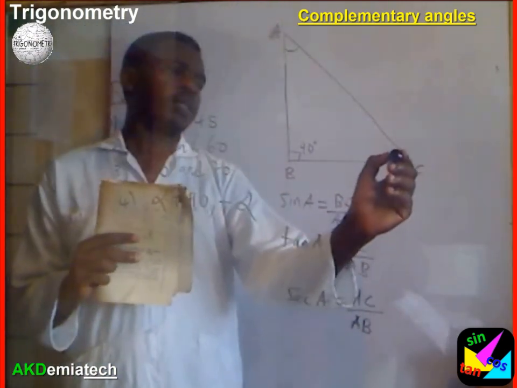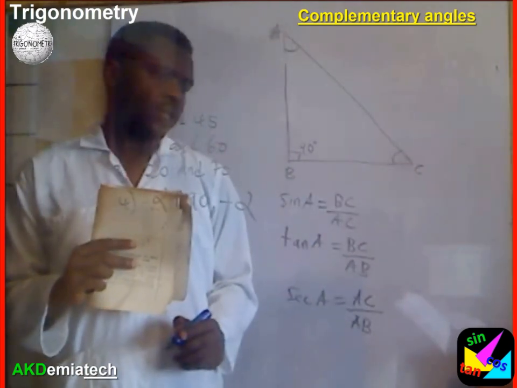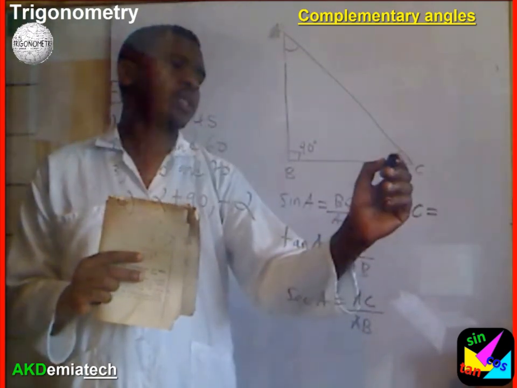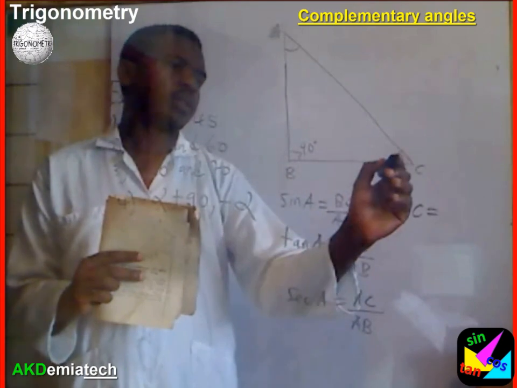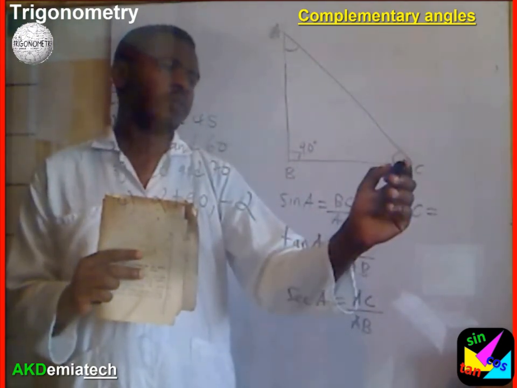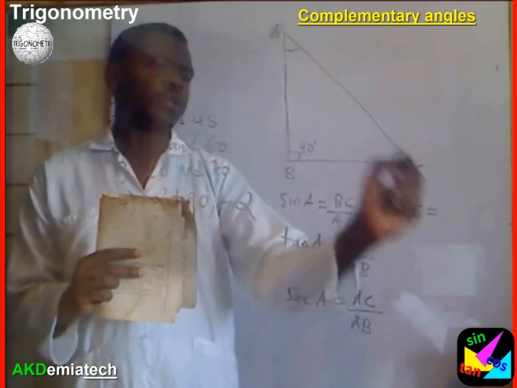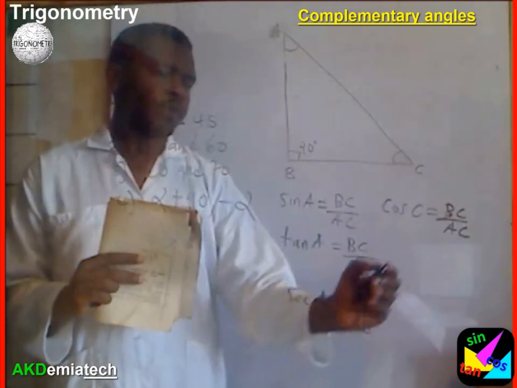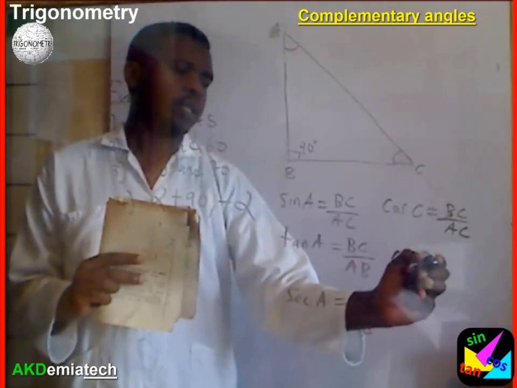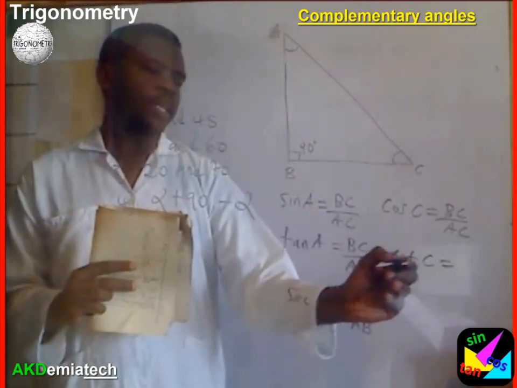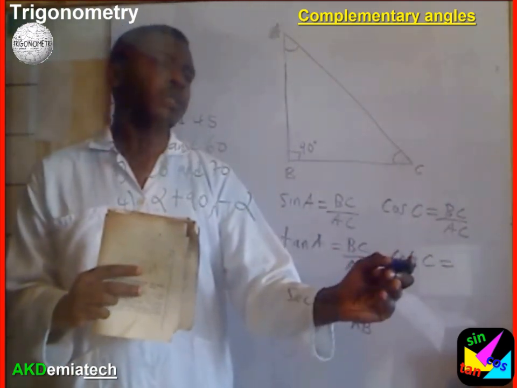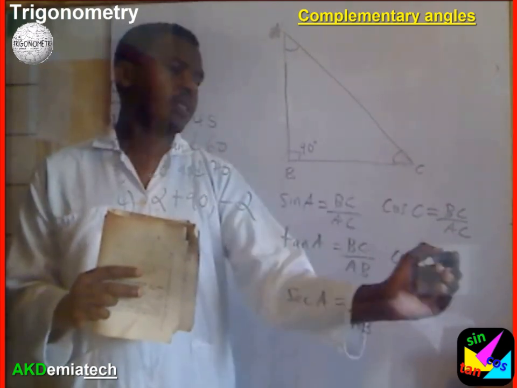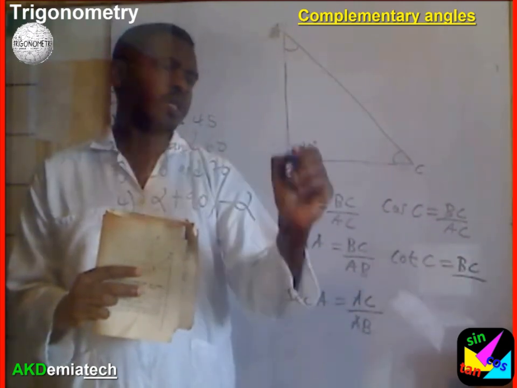Let's now look at the ratios of the angle C. Cos C is equal to, this is the angle C. So cos C gives us adjacent all over hypotenuse. We have BC all over AC. Let's get cot C is equal to, cotangent is reciprocal of tan, so we shall get adjacent all over opposite. This is adjacent BC all over opposite AB.